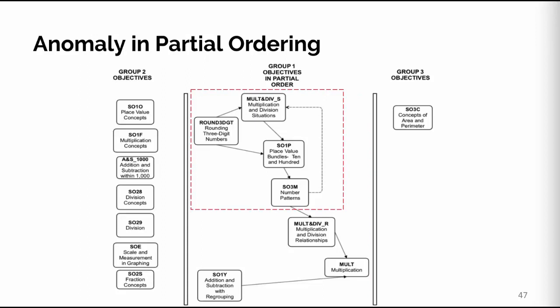We recorded an anomalous relationship from our results, and this is represented by the red dotted lines. We discovered that when SO1F and mult and div_s are played before SO3M, SO3M becomes easier. But if it's the other way around, it becomes difficult. So although one red tile suggests this order, we do not accept it because it does not contribute to our goal of reducing the number of retries.